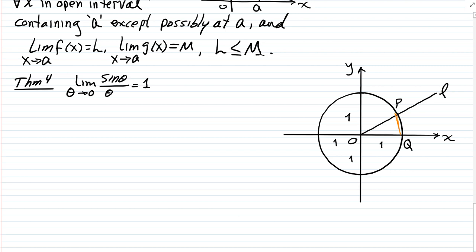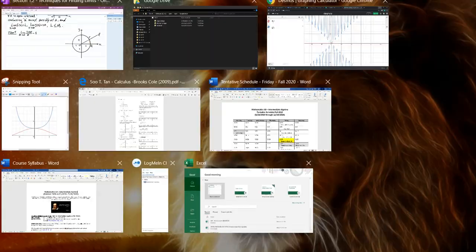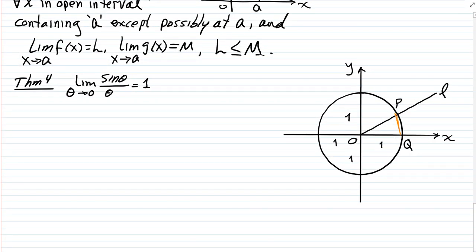Okay, so there's my triangle that's constructed. Now the coordinates of the points, let's actually write these coordinates as well. So I'm going to write these coordinates: P is x comma y. Okay, and that's this point.